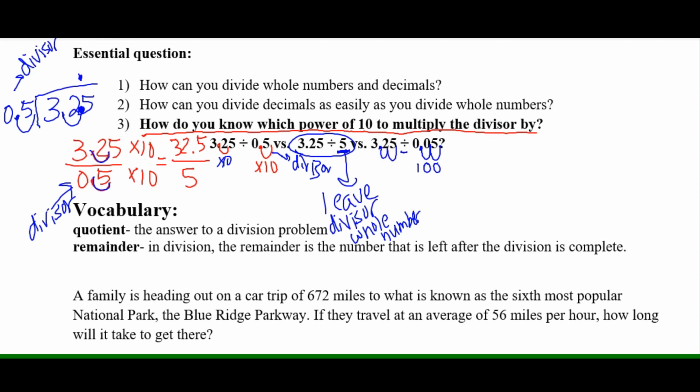And our decimal point will be behind the 5. Our new decimal point is behind the 5. So whatever you multiply the divisor by, you have to multiply the dividend by the same exact power of 10.